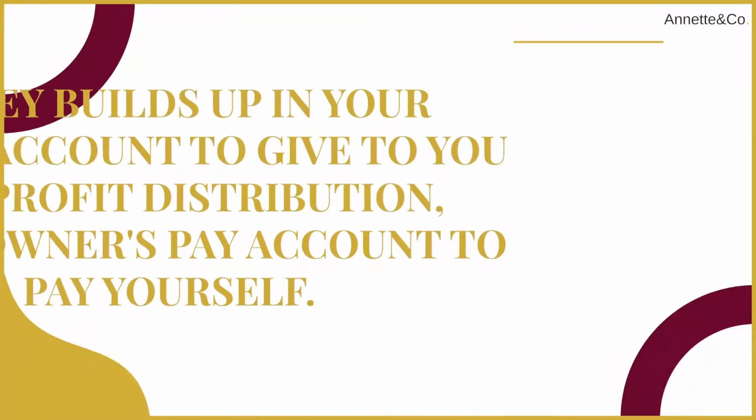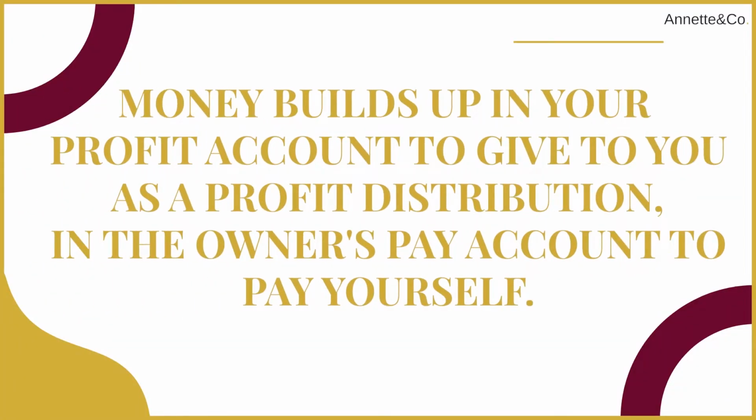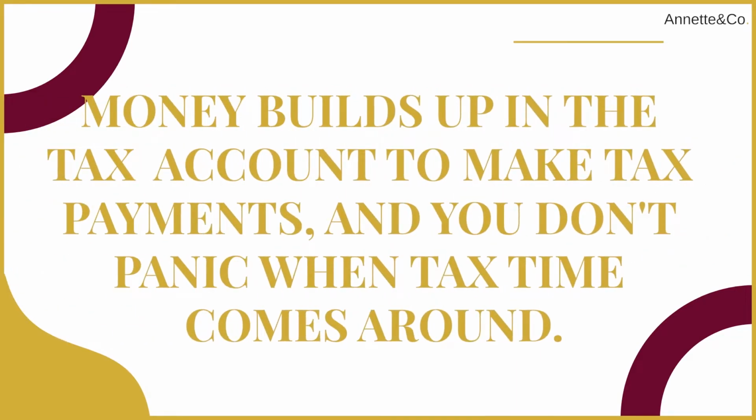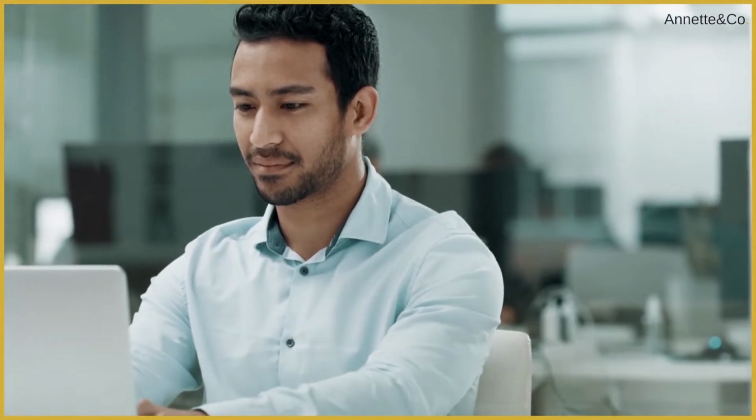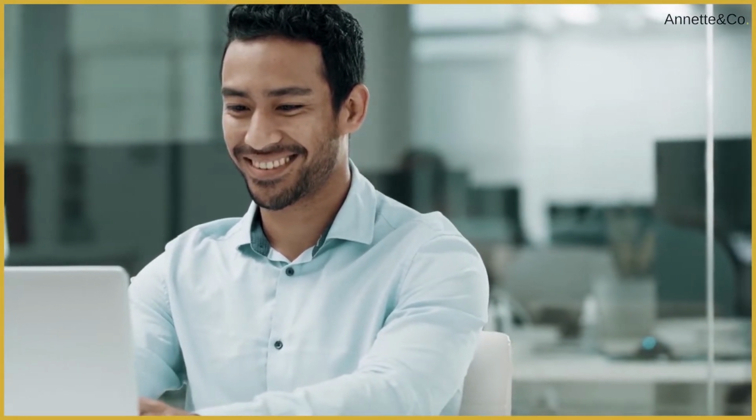That means that money builds up in your profit account to give to you as a profit distribution. It means that money builds up in the owner's pay account to pay yourself your pay. It means that money builds up in the tax account to make tax payments, and you don't have that panic come tax time. Same with the VAT account. And it means that what you then have left in operating expenses is how you run your business.